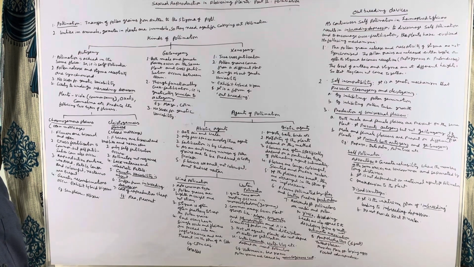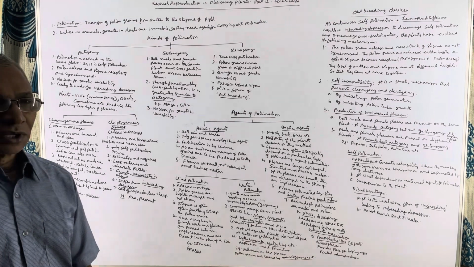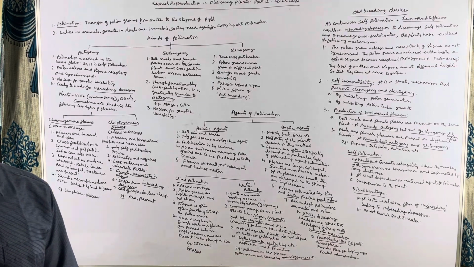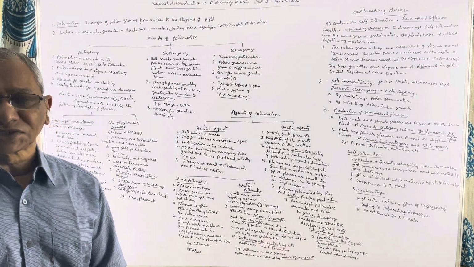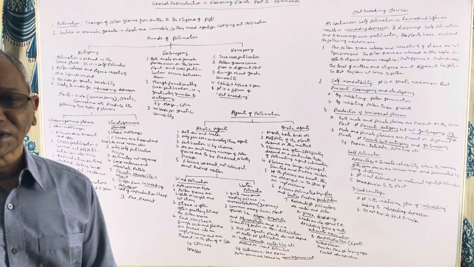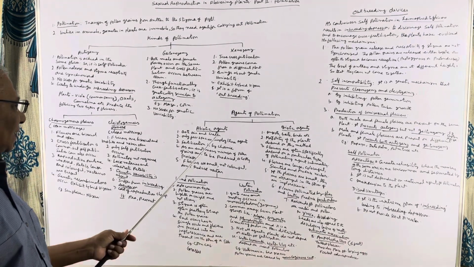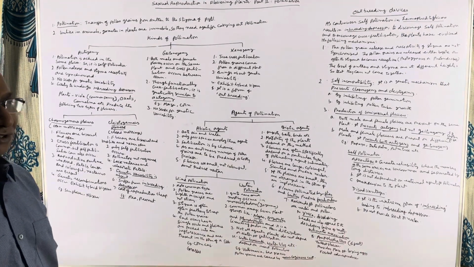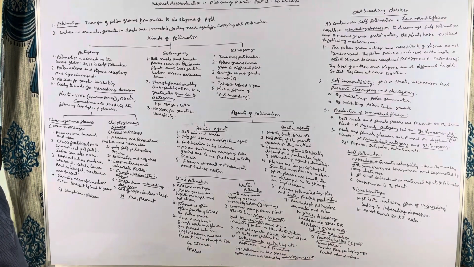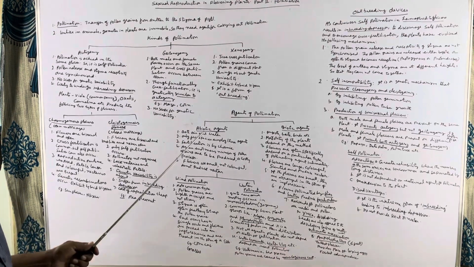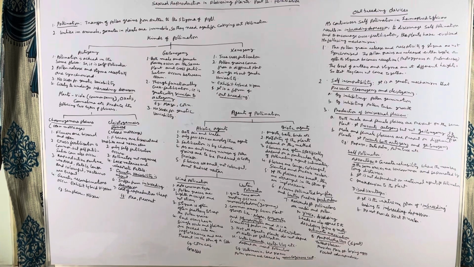Then coming to the agents of pollination, I have told you, the gametes of the plants cannot move on their own. So to carry the pollen grains from anthers to the stigma, some type of agent is required in the case of cross-pollination. These agents are of two types, abiotic agents and biotic agents. Abiotic means non-living agents. Biotic agents means living agents. First, let us take up abiotic agents. Air and water constitute the abiotic agents.